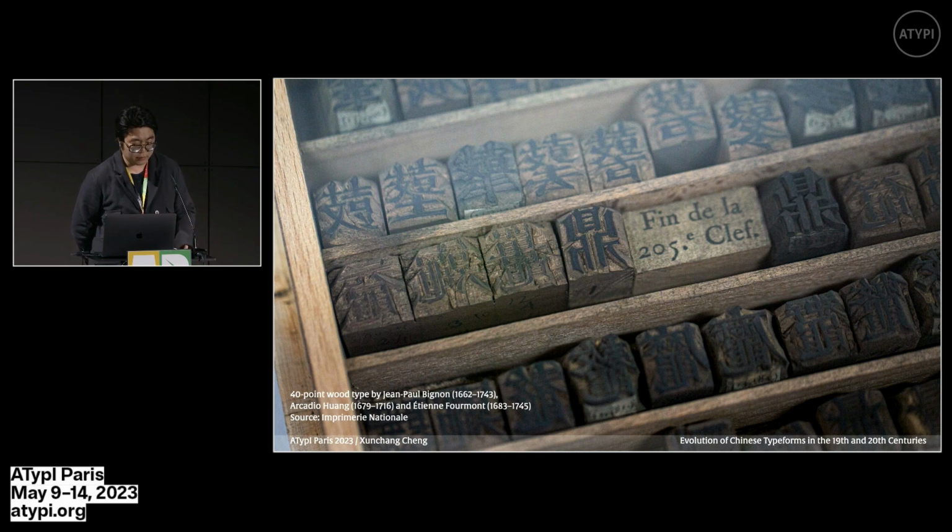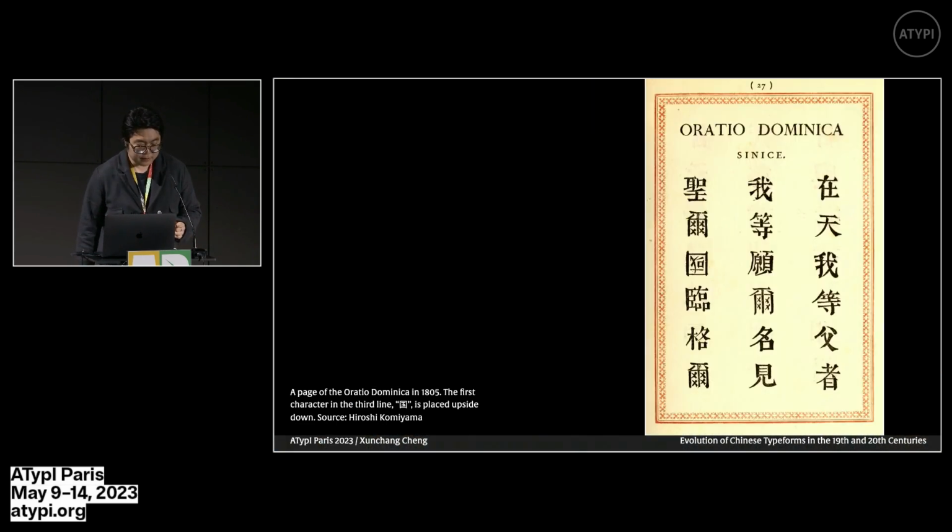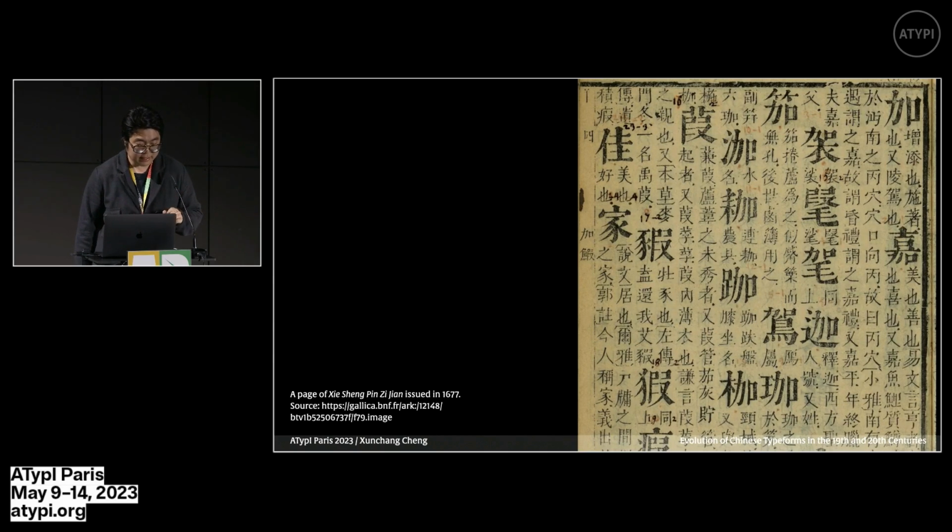attributed to 3 people. Their names are Zhong Paobignan, or Claudia Huang, a person who traveled from China to France, and Fourmont. And this is a specimen of that typeface. You can see the first character in the 3rd line is the character Guo. It's placed upside down.